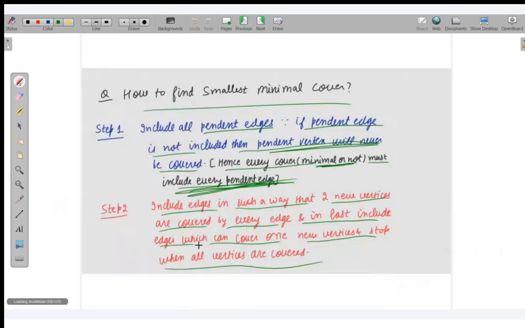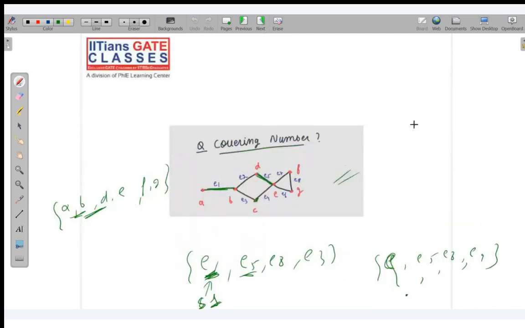And this is what the previous slide also has written. So here also I have said this thing: include edges in such a way that two new vertices are covered by every edge, and in last include edges which cover one new vertex and stop when all vertices are covered. Yes, sir. Take snapshot. Done, sir. So here also please take.